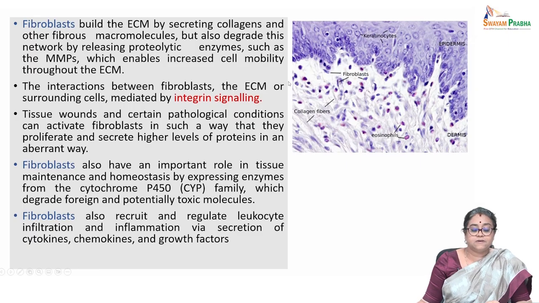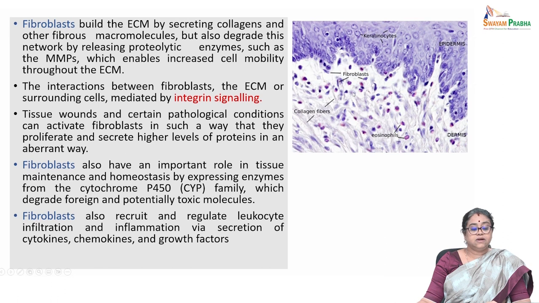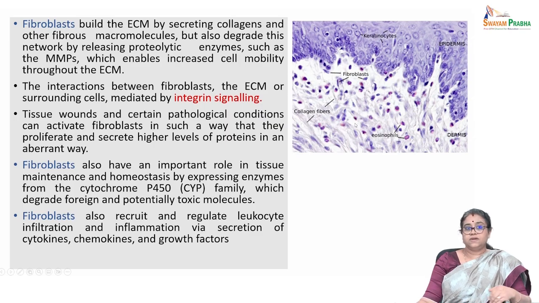The fibroblasts build the extracellular matrix by secreting collagens and other fibrous macromolecules, and they also degrade this network by releasing proteolytic enzymes, which I mentioned, that is the matrix metalloproteinases, which enable increased cell mobility through the extracellular matrix. The interaction between the fibroblasts and the extracellular matrix or the surrounding cells is mediated by integrin signaling. So you have the integrin receptors through which these interactions happen.